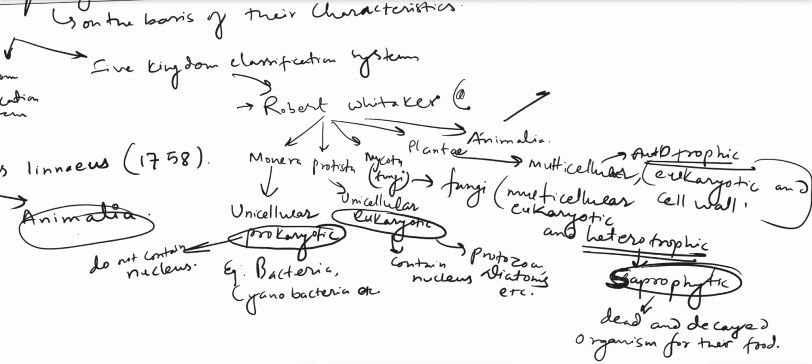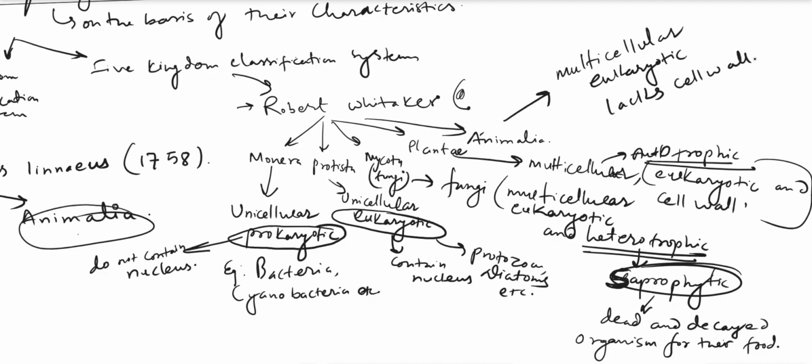Now the next one is Animalia. Animalia means multicellular eukaryotic organisms that lack a cell wall. Different types of organisms like hydra, starfish, earthworm, monkey, bird, etc.